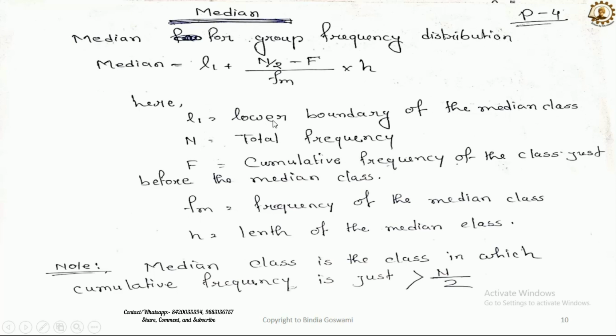What is L1? L1 is the lower boundary of the median class. N is the total frequency. F is the cumulative frequency of the class just before the median class. Fm is the frequency of the median class, and h is the length, or width, of the median class.